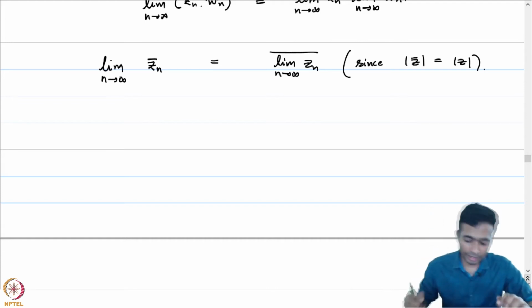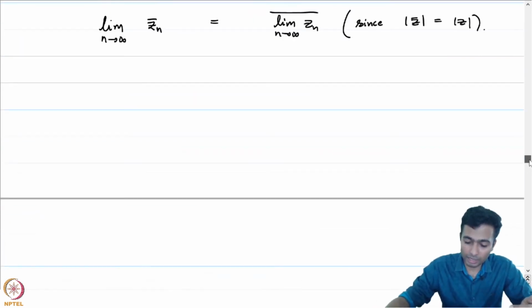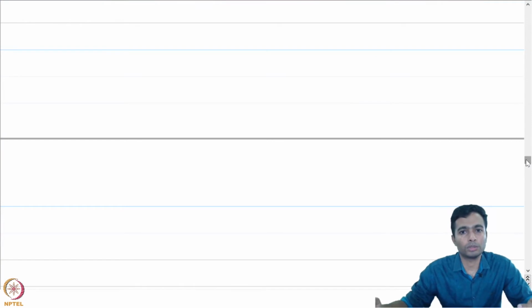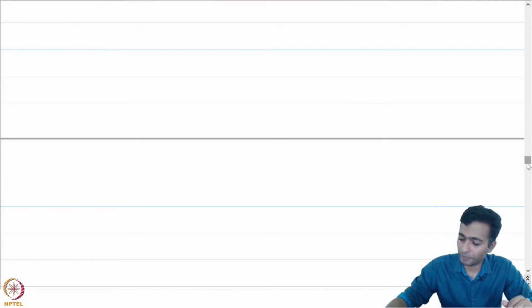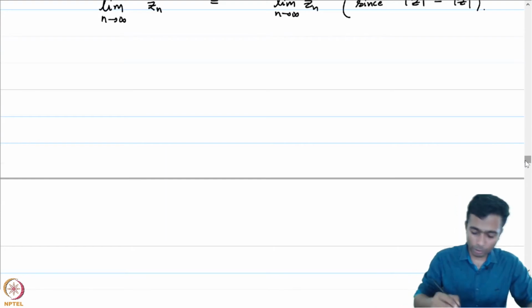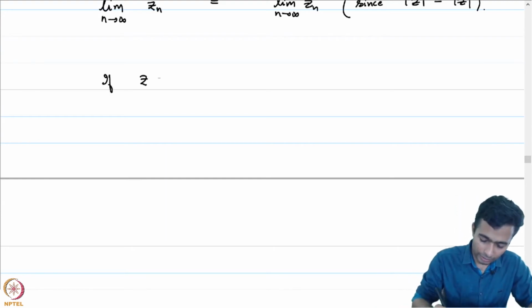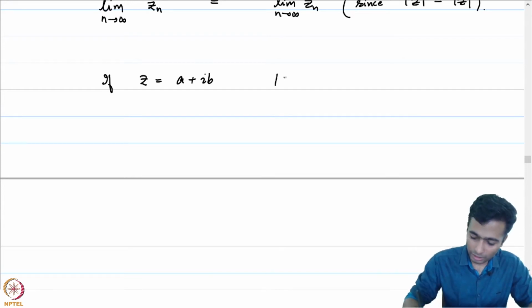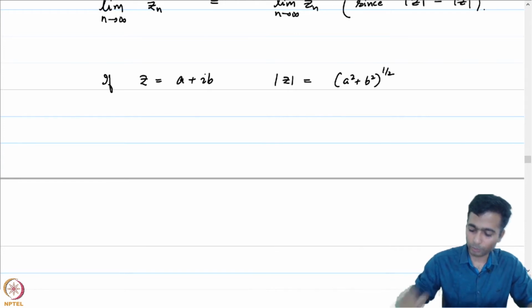Okay, now let's take the next first steps in showing that C is complete. We'll just use the fact that R is complete to establish that C is also complete. And in order to do that, what would be the first step? The first step would be to observe that if Z is equal to A plus iB, recall that the absolute value of Z is just (A square plus B square) to the power 1 by 2.